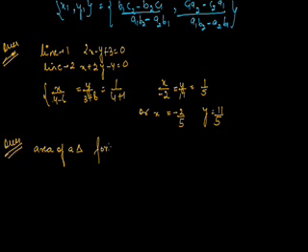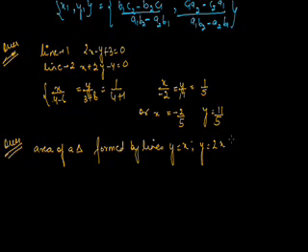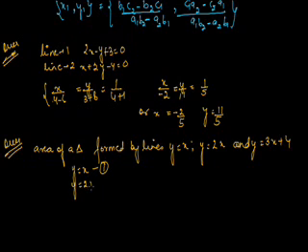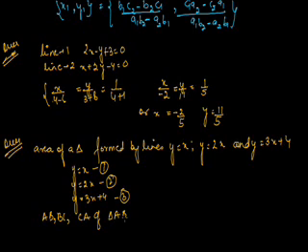Now I have to find the area of a triangle formed by the lines y equals x, y equals 2x, and y equals 3x plus 4. Y equals x is the first equation, y equals 2x the second equation, and y equals 3x plus 4 the third equation. Suppose these equations represent the sides AB, BC and CA of triangle ABC.